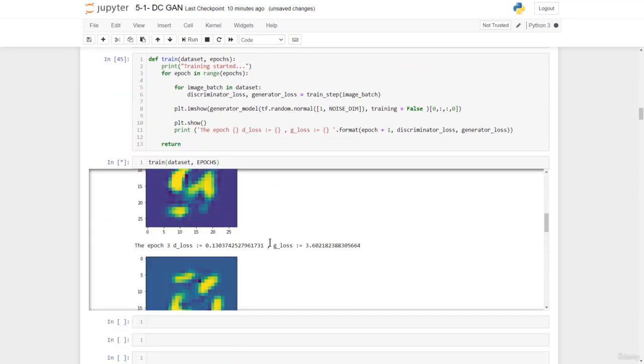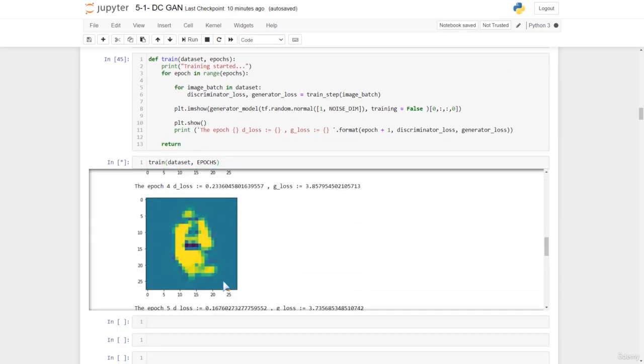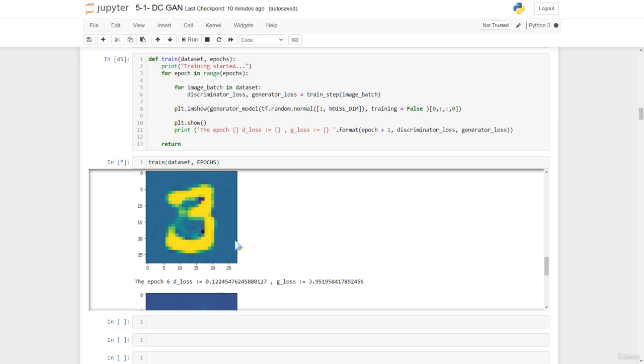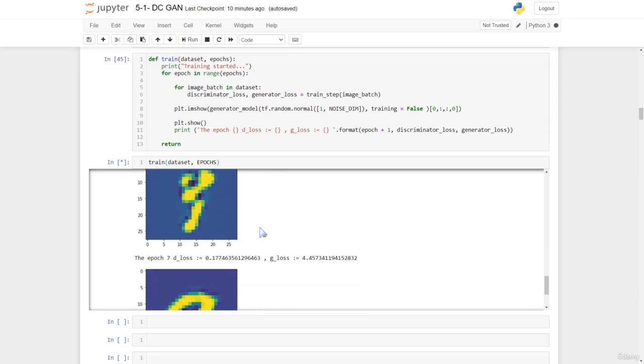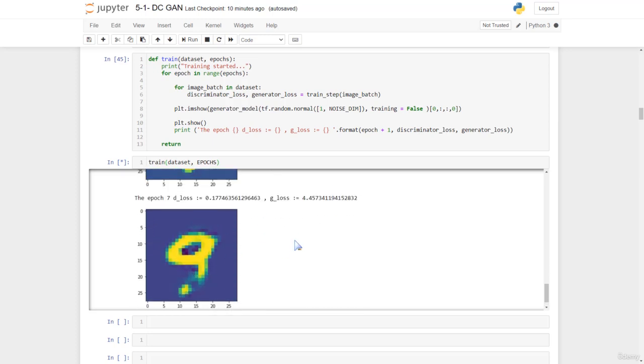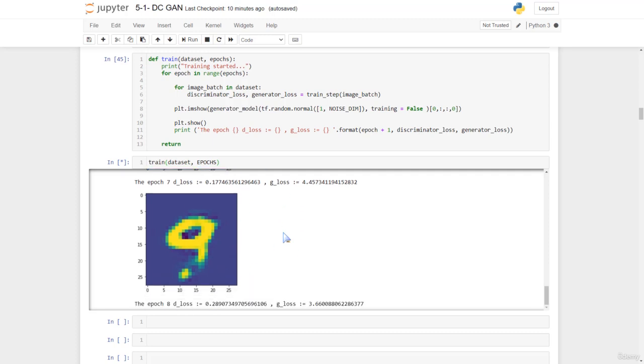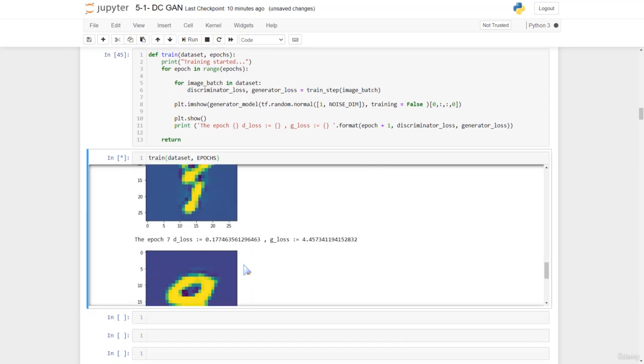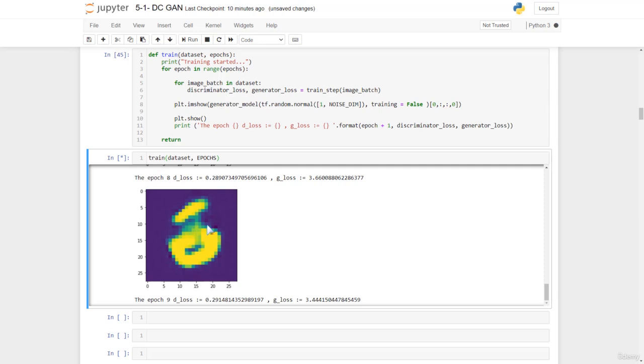We see initially it starts struggling, and then it starts creating this kind of values. You see now it creates this 3 quite well. See the kind of values it creates as we go on with training. Then for this last epoch, we have this.